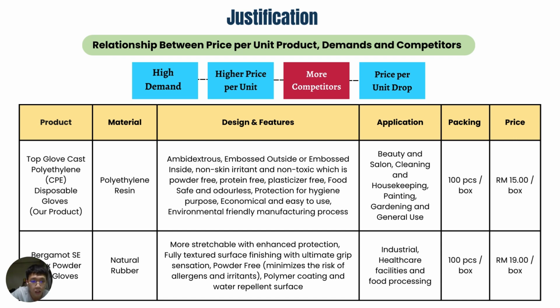So firstly, the CPE disposable glove is ambidextrous, which means it can fit both left and right hands, and it can be embossed outside or embossed inside. It is non-skin irritant and non-toxic, which is powder-free, protein-free, plasticizer-free, food safe and odorless, protection for hygiene purpose, economical and easy to use. Then it has an environmentally friendly manufacturing process. So the CPE is normally applied in beauty and salon, cleaning and housekeeping, painting, gardening, and also general use.